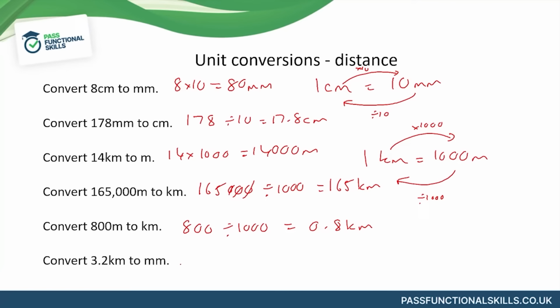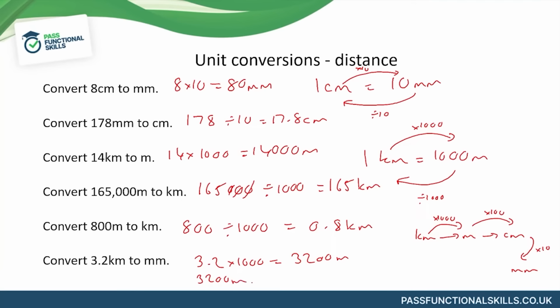And 3.2 kilometres to millimetres, okay, a bit of a weird one this one, so what I would do is go from kilometres to metres, and then metres to centimetres, and then centimetres to millimetres. So to go from kilometres to metres, we multiply by 1,000, metres to centimetres we multiply by 100, and centimetres to millimetres we multiply by 10. So 3.2 kilometres times 1,000, that is 3,200 metres.